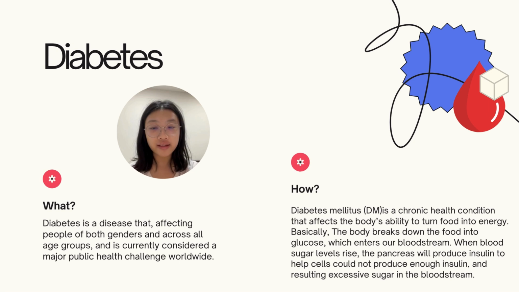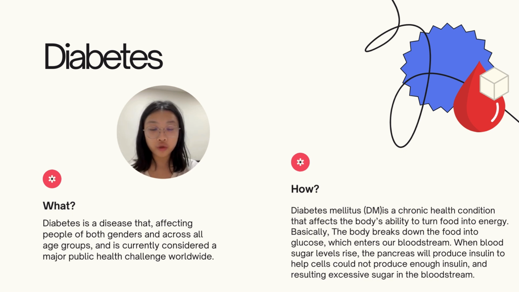Diabetes is a disease affecting people of both genders and across all age groups, and is currently considered a major public health challenge worldwide. So, what is diabetes? Diabetes mellitus, DM for short, is a chronic health condition that affects our body's ability to turn food into energy. Basically, the body breaks down the food into glucose, which enters our bloodstream.